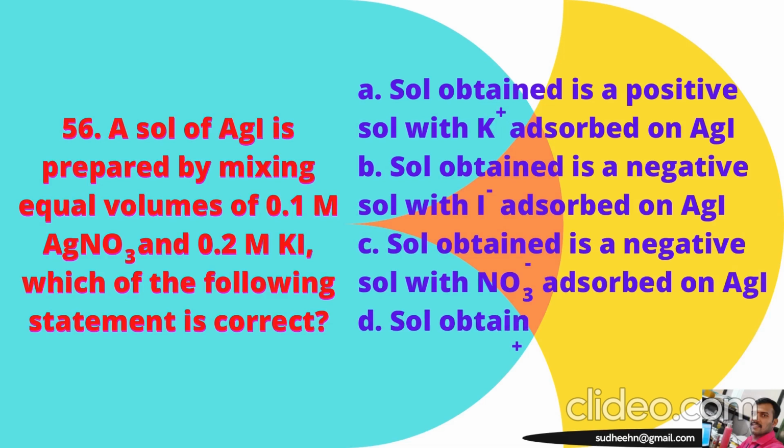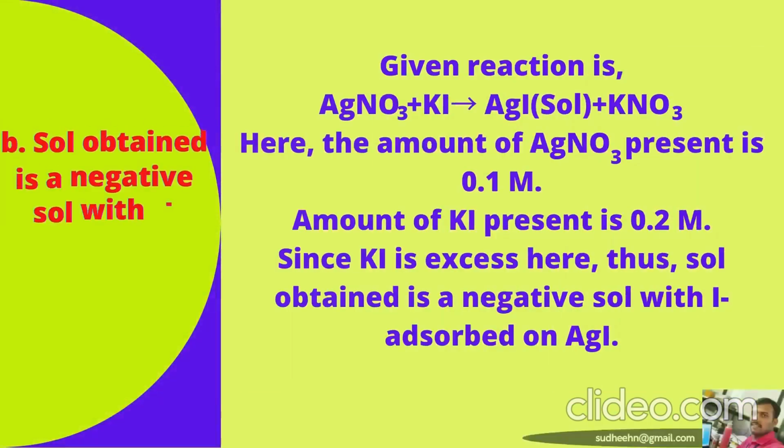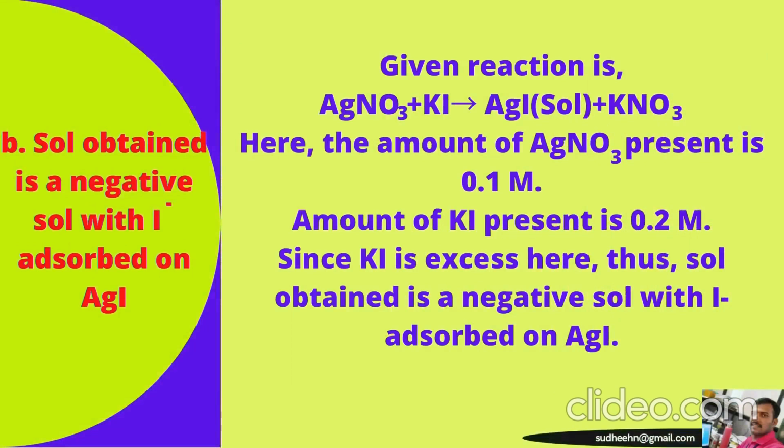Option B. Solution obtained is a negative solution with the iodide ion adsorbed on silver iodide. Option C. Solution obtained is a negative solution with the nitrate adsorbed on silver iodide. Next, option D. Solution obtained is a positive solution with the silver adsorbed on silver iodide. And the right option is option B, that is, solution obtained is a negative solution with the iodide ion adsorbed on silver iodide.